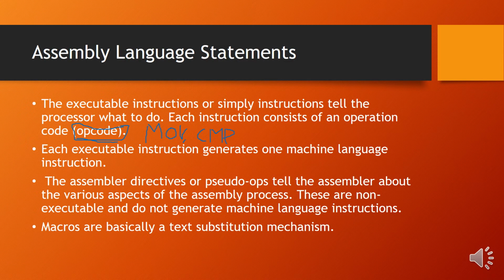Now each executable instruction generates one machine language instruction. I have already told you that in assembly the equivalent machine code is generated. The assembler directive or pseudo ops tell the assembler about various aspects of the assembly process. These are non-executable and do not generate machine language instruction. Like we have one assembler directive which is EQU, which is for equating some strings, or for calculating the length of the string we use the EQU directive. So for these things the machine language code is not generated.